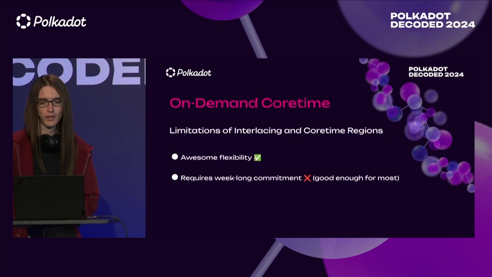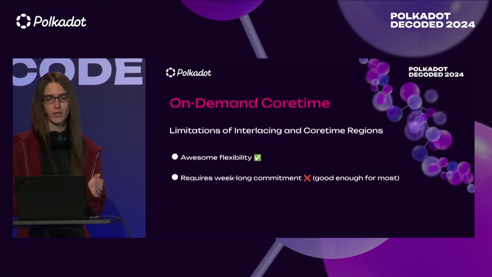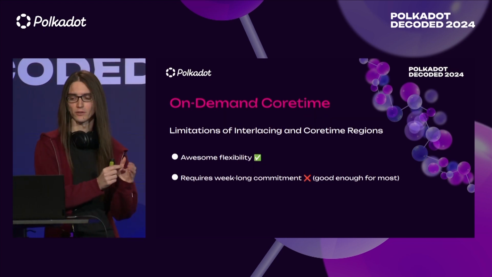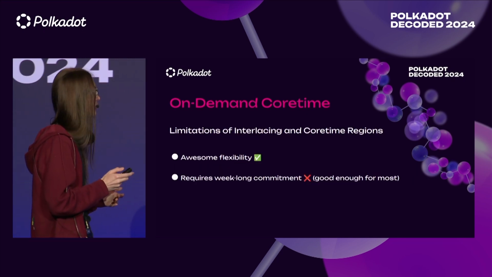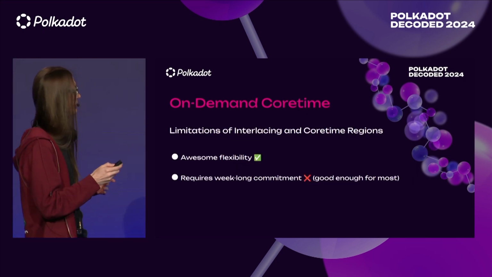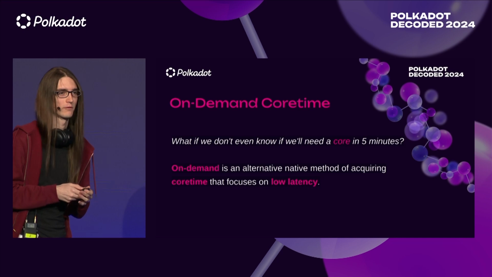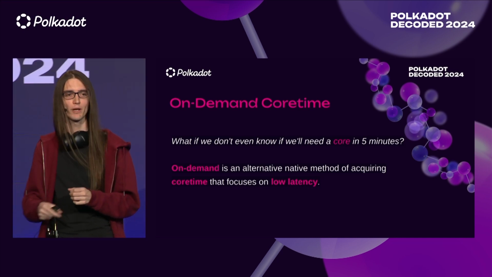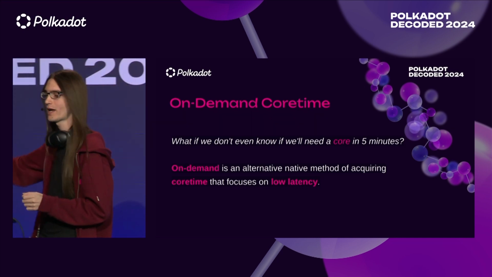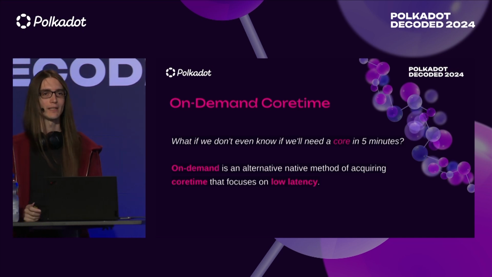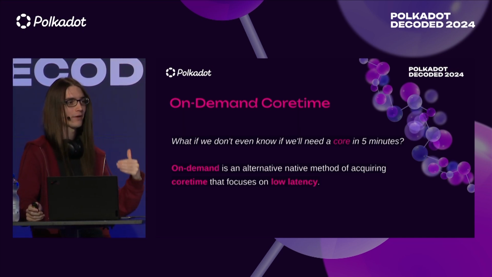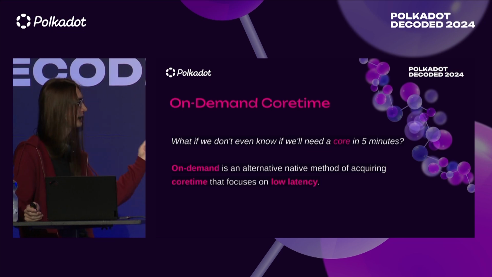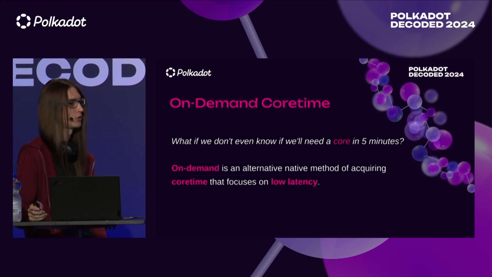And now let's quickly take a look at OnDemand Coretime. So fundamentally, it is trying to address the limitation of Coretime regions. They need to be set up in advance. And what if we don't know if we need a core in 5 minutes? What if we cannot predict how much demand we will have in 10 hours? In those cases, what we truly need is a low latency way of acquiring block space, of acquiring core time. And OnDemand is specifically tailored for those low latency situations.